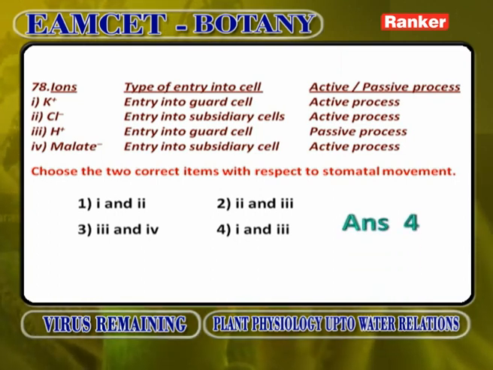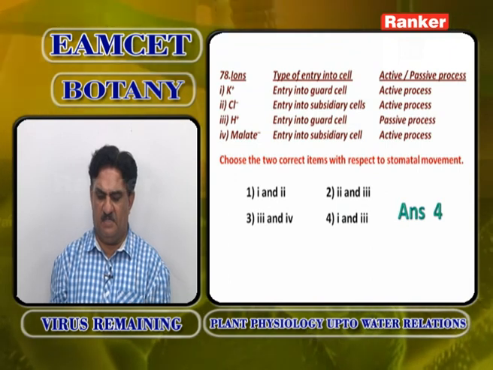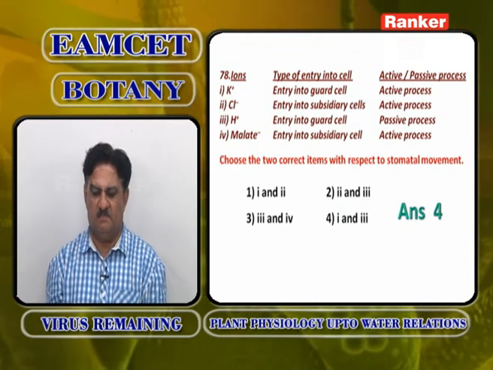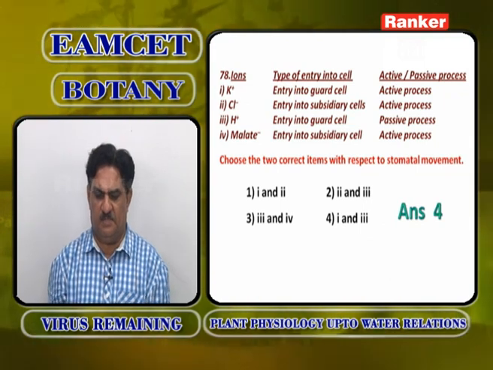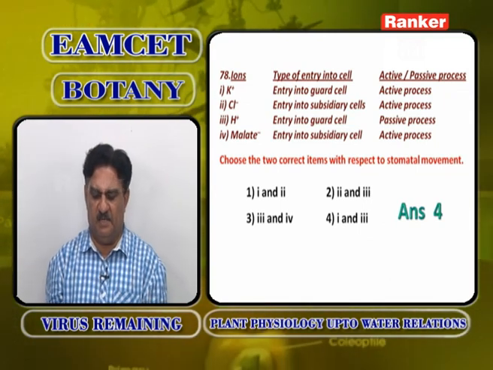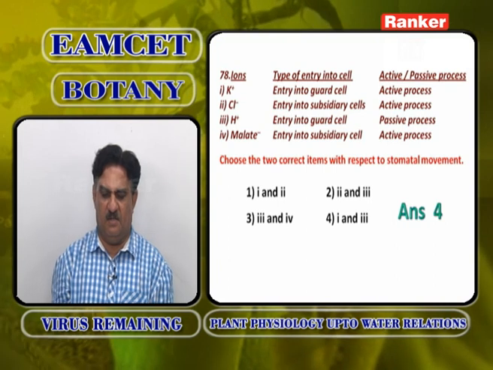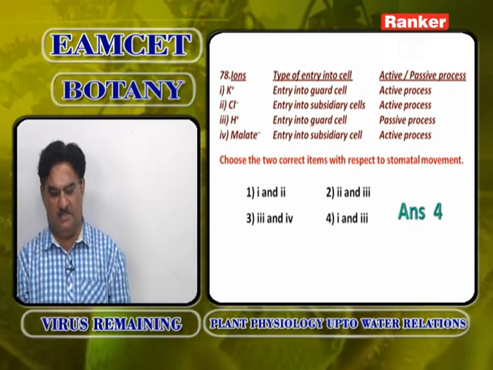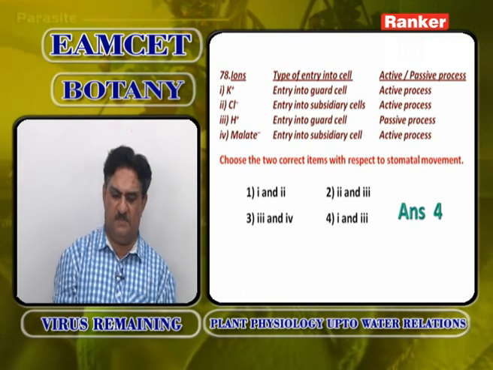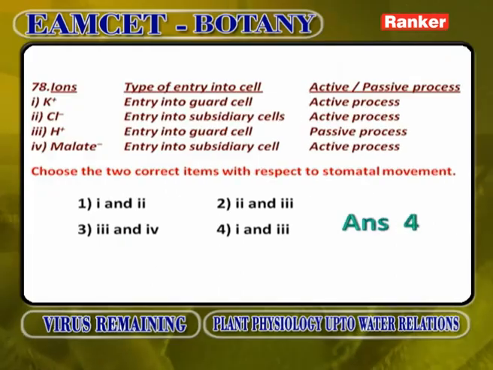Ions, type of entry into the cell, active or passive methods. You have to identify the correct items with respect to stomatal movement. K plus ions, entry into the guard cells, active process is correct. Cl minus, entry into the subsidiary cells, active process is wrong. H plus, entry into the guard cells, passive method wrong. Malate ions, entry into the subsidiary cells, passive process, active process is wrong. So, choose the two correct items means fourth one, 1 and 3.